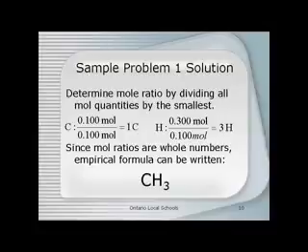So our mole ratio for carbon to hydrogen is 1 to 3. And because the mole ratios are whole numbers, we don't have to multiply to a whole. We can go ahead and write the empirical formula, which is CH3.